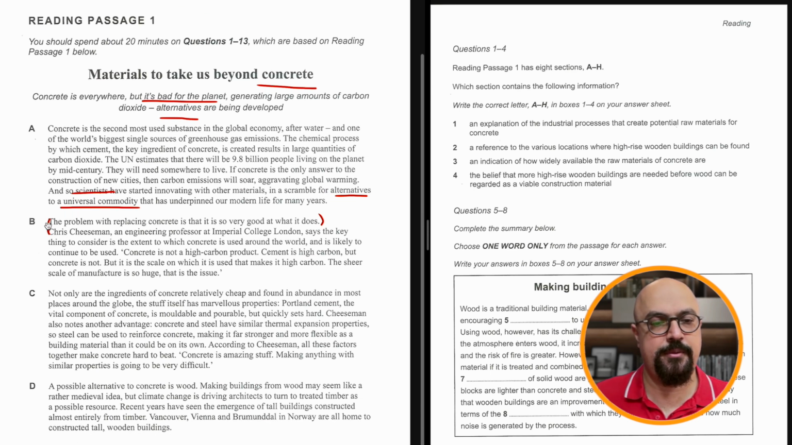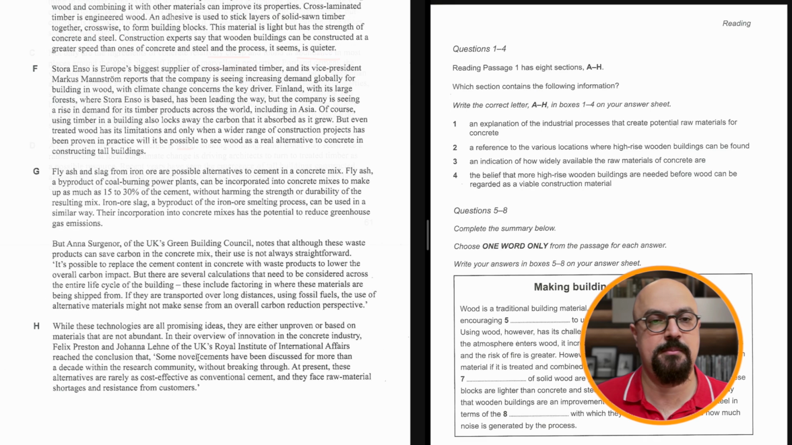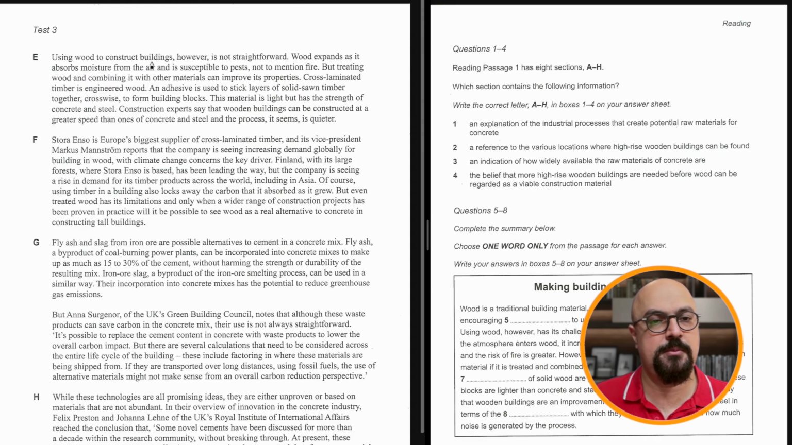The problem with replacing concrete is that it is so very good at what it does. Oh, okay, concrete is good. It's very good. And not only are the ingredients of concrete relatively cheap and found in abundance in most places around the globe, the stuff itself has marvelous properties. So it's about, first of all, being cheap and abundant, but also the properties. A possible alternative to concrete is wood, okay? This paragraph is going to be about wood. Using wood to construct buildings, however, is not straightforward. This is the negative side.